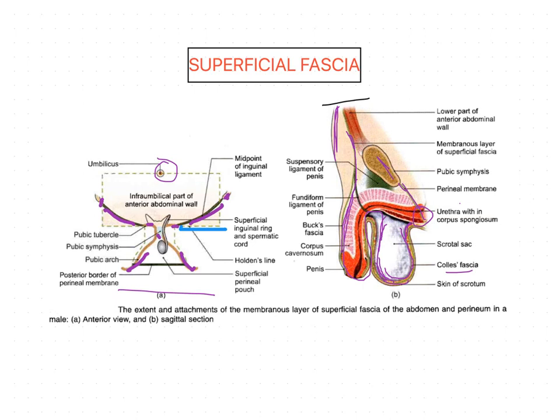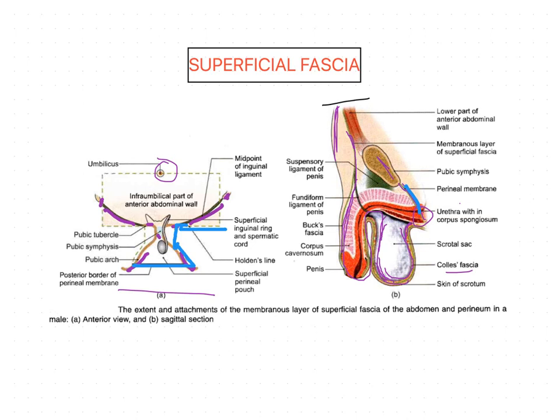It runs somewhat downwards, that is the body of the pubis, and the deep fascia on the adductor longus and the gracilis. This is the place where these two muscles originate, that is the body of the pubis, and also the margins of the pubic arch. And finally it attaches to the posterior border of the perineal membrane. So this is the perineal membrane. The same thing on both sides.